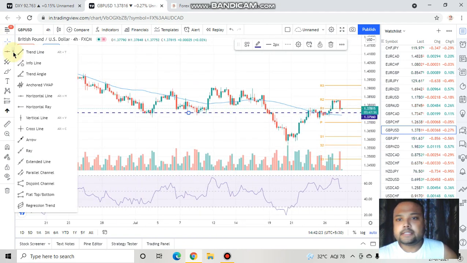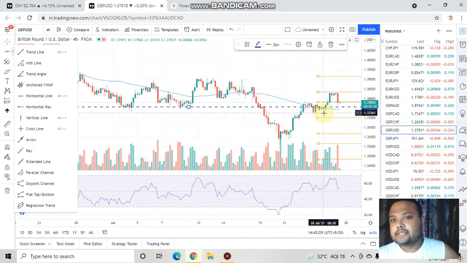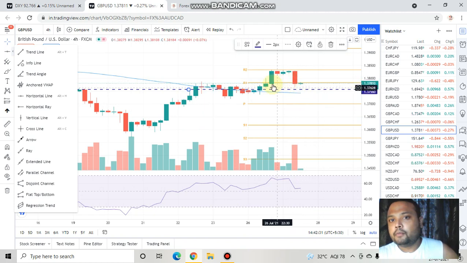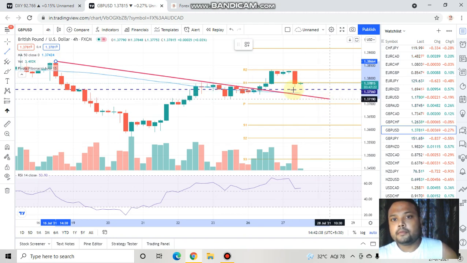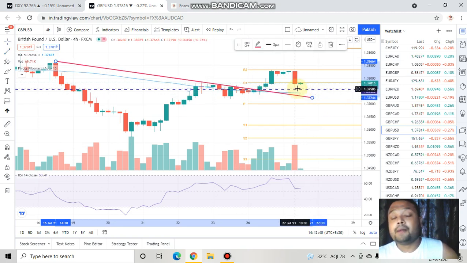So right now you can see that I have removed these trend lines here. After removing the trend lines, you can see that though the market has crossed the resistance level, this trend line, the market is just standing above the support level on the weekly chart.